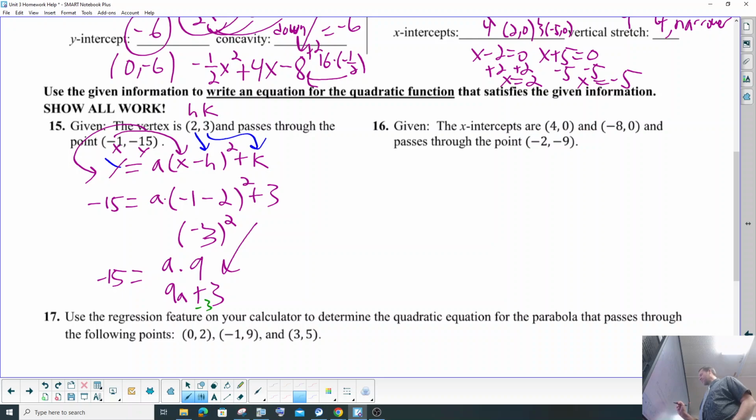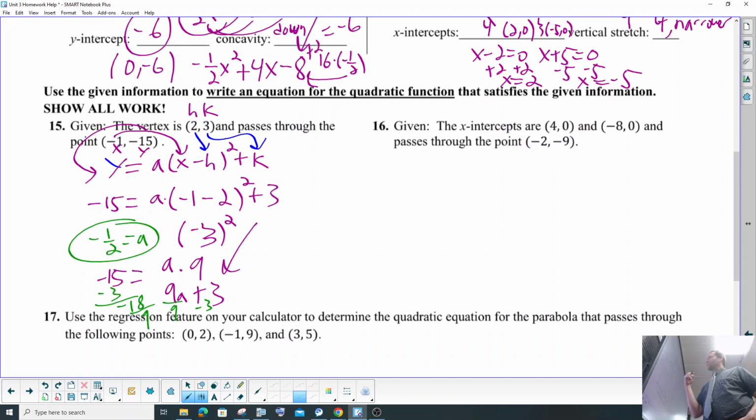So we're going to minus 3 to the other side, minus 3. So that becomes a negative 18. And then how do we solve for a? We divide by 9. So what's negative 18 divided by 9? So a equals negative 2.